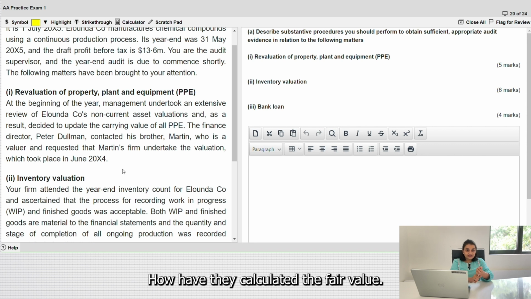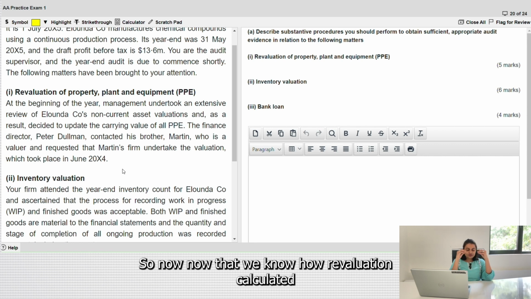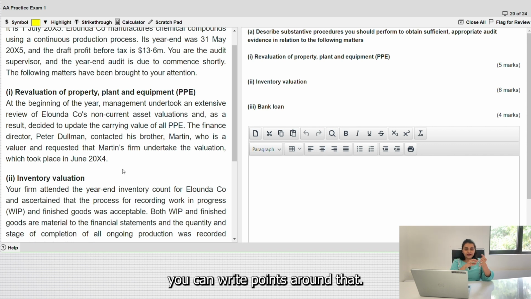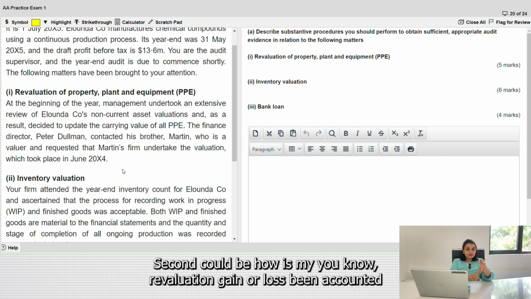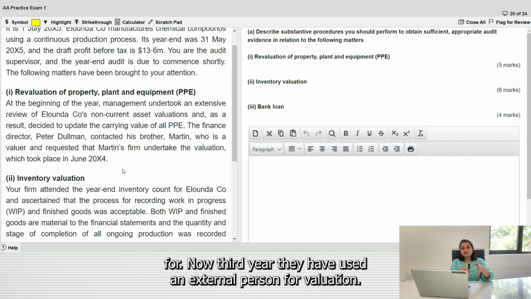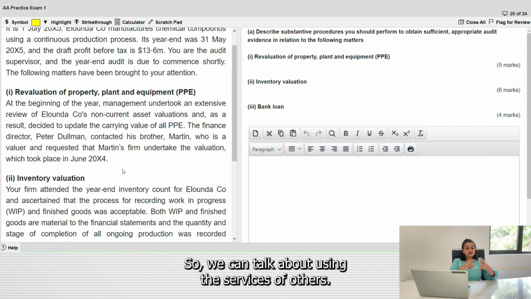How have they calculated the fair value? So now that we know how revaluation is calculated, you can write points around that. First could be how the fair value is calculated. Second could be how my revaluation gain or loss has been accounted for. Third, here they have used an external person for valuation, Martin. So we can talk about using the work of others.